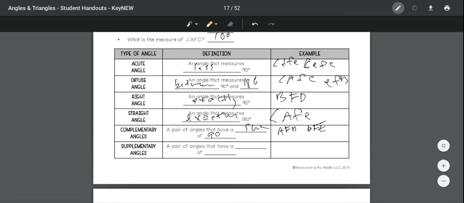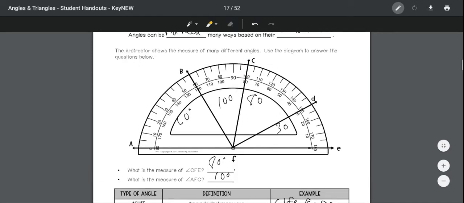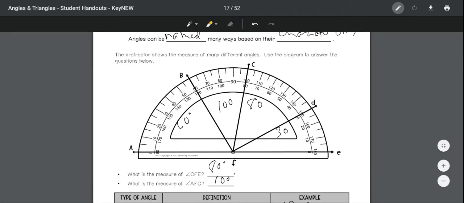And then BFC and CFD. No, those are not right. Oh yeah, okay. Now, I put 100 here, but that was for AFC. I'm going to cross that out now.